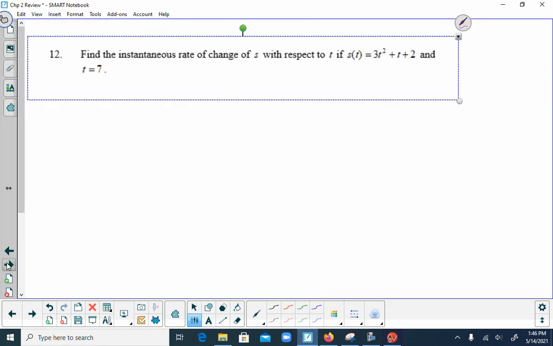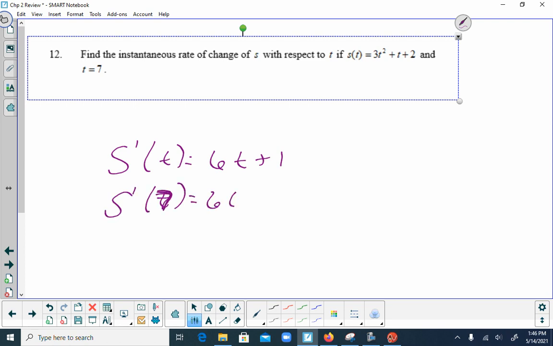All right, the next one: find the instantaneous rate of change. All I want you to do is find the derivative and substitute that value in. So I am going to find the derivative of s of t, and it'll end up being 6t plus 1. Then I'm going to evaluate when t is equal to 7. So I'm going to have 6 times 7 plus 1, so 42 plus 1, 43. If I don't give you units, you can't answer with units back.